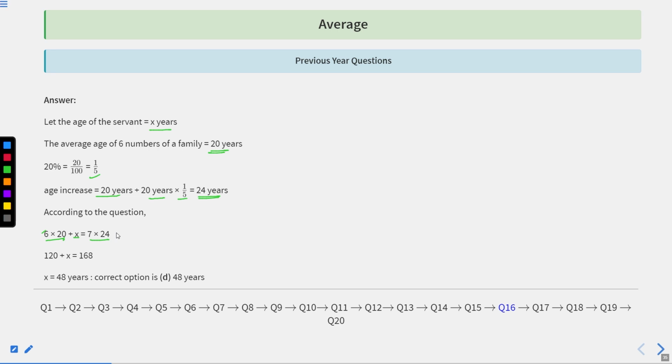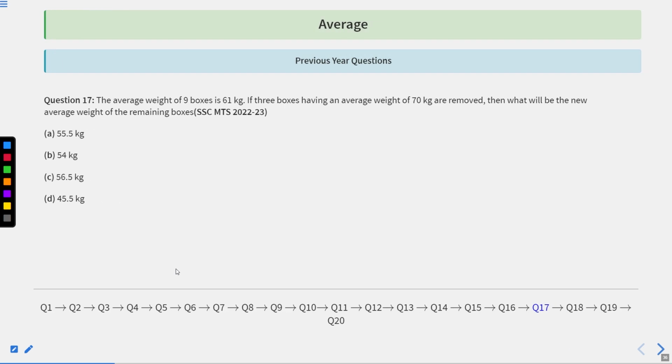Okay, so on simplification you will have 120 plus x equal to 168, and that is x equal to 48 years. The correct option here will be D, that is 48 years. Let us move on to the next problem, that is problem number 17.